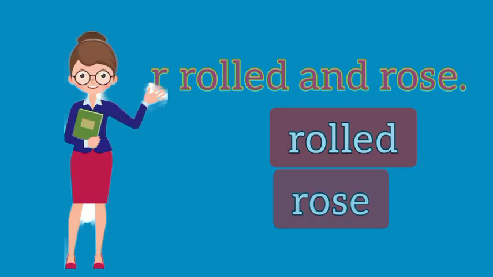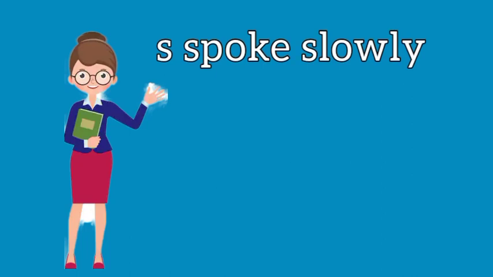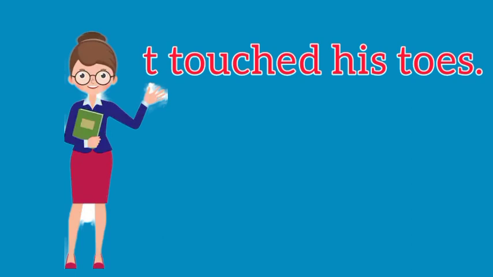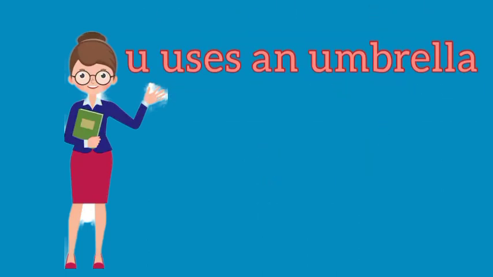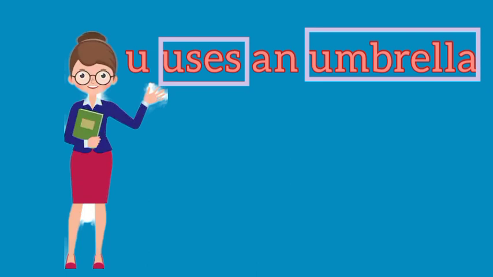R. S spoke slowly. The words spoke and slowly have the letter S in it. T touched his toes. The words touched and toes begin with which letter? T. U uses an umbrella. The words uses and umbrella begin with which letter? Yes, they begin with the letter U.